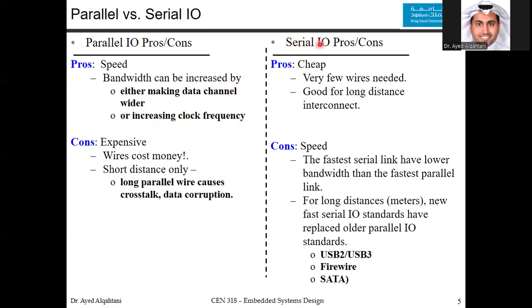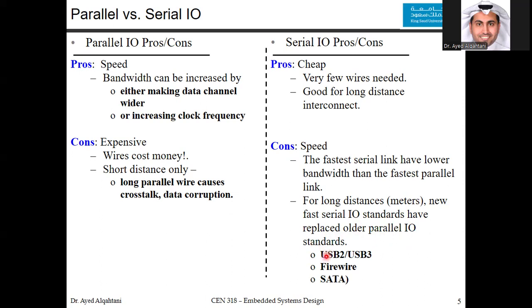For the serial I/O, the disadvantage is actually the advantage of the parallel, which is the speed. It's actually slow. The serial I/O is slow. So the fastest serial link has lower bandwidth than the fastest parallel link in comparison. For long distances, let's say meters, new fast serial I/O standards have replaced the older parallel I/O standards. So now the serial I/O is coming back into the picture.